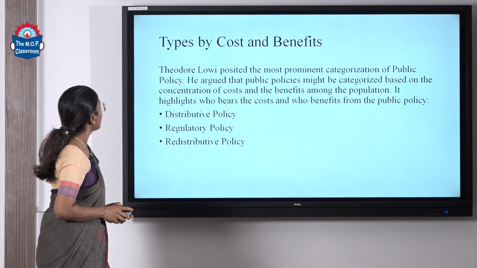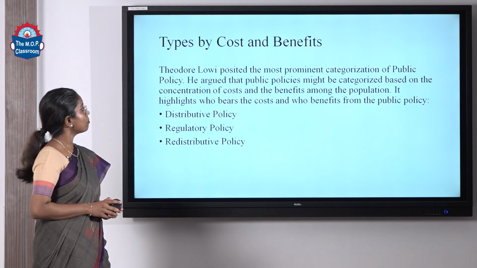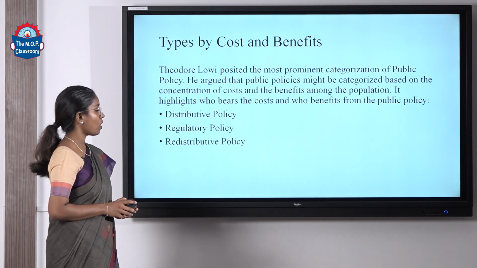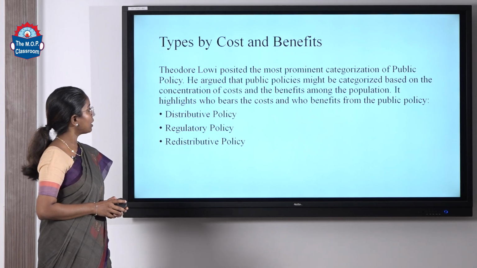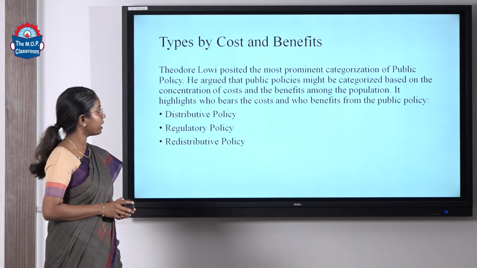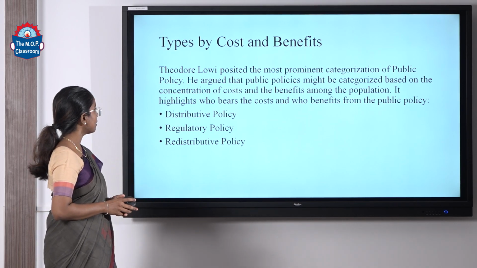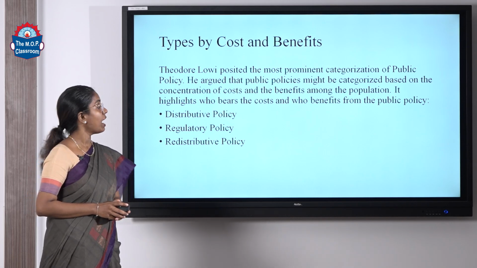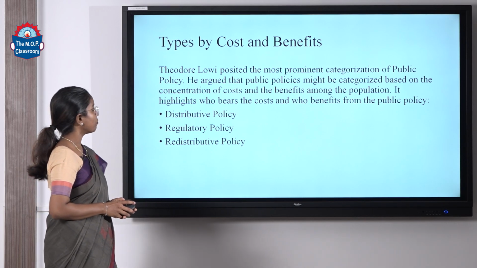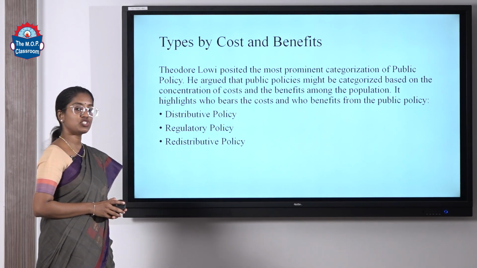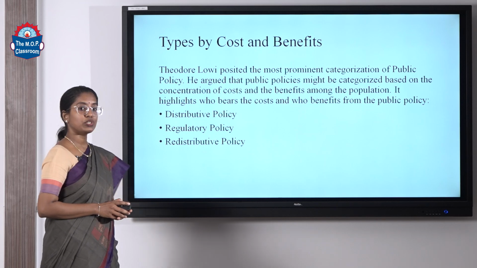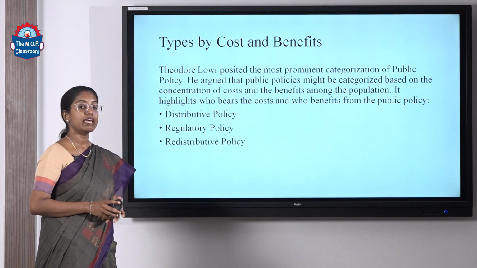Theodore Lowi posited the most important and prominent categorization of public policy based on cost and benefits. He argued that public policies might be categorized based on the concentration of their costs and benefits among the population. What it actually means is that it highlights who bears the cost and who benefits from this public policy. On this basis, we have the categorization of distributive policy, regulatory policy and redistributive policy. Now we will look into these types in detail.